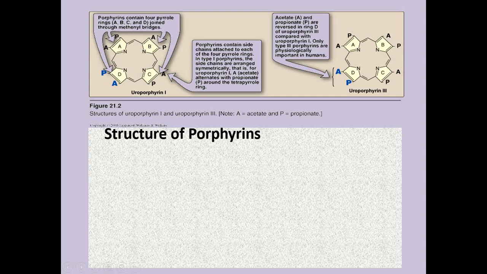Porphyrins contain side chains attached to each of the four pyrrole rings. In type 1 porphyrin, these side chains are arranged symmetrically, that is, in uroporphyrin 1, acetate alternates with propionate around the tetrapyrrole ring. But in this uroporphyrin 3, in rings A, B, and C they are similar, but in ring D the sequence changes, and this makes this uroporphyrin physiologically active in human bodies.